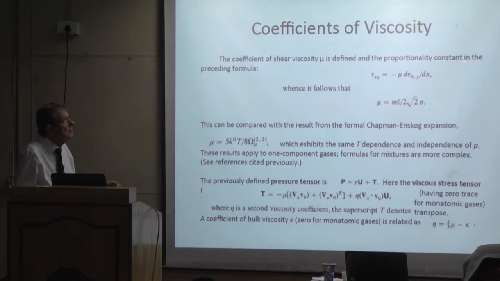A simple kinetic theory expression then for the viscosity coefficient. This is not reduced mass. This is the viscosity coefficient now, a different mu from the earlier mu's. It's in terms of the collision cross section and average velocity. So this is that simple kinetic theory result for the coefficient of viscosity.